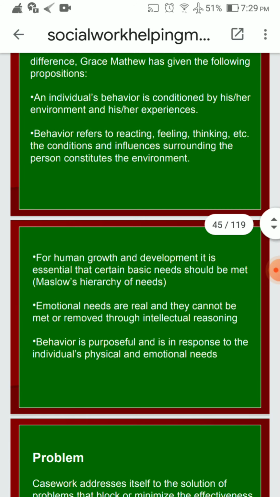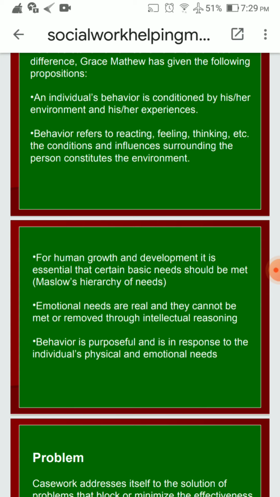For human growth and development, it is essential that certain basic needs be met according to Maslow's hierarchy of needs. So we have the hierarchy of needs, which is the physiological, security, and so on and so forth. So, for human growth, development is essential. Another, emotional needs are real, and they cannot be met or removed through intellectual reasoning.